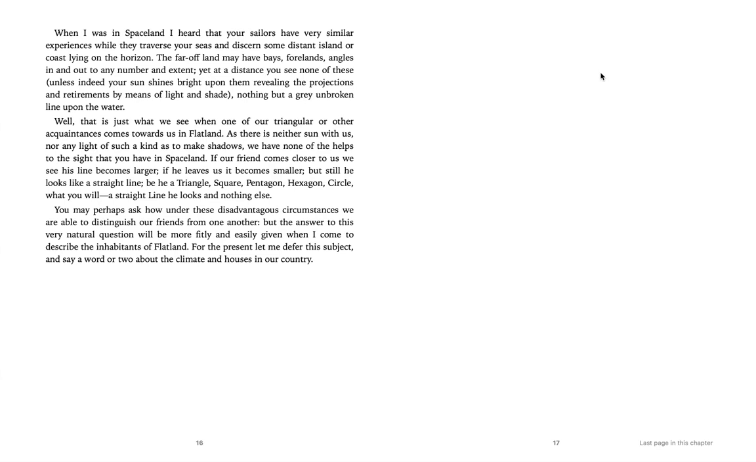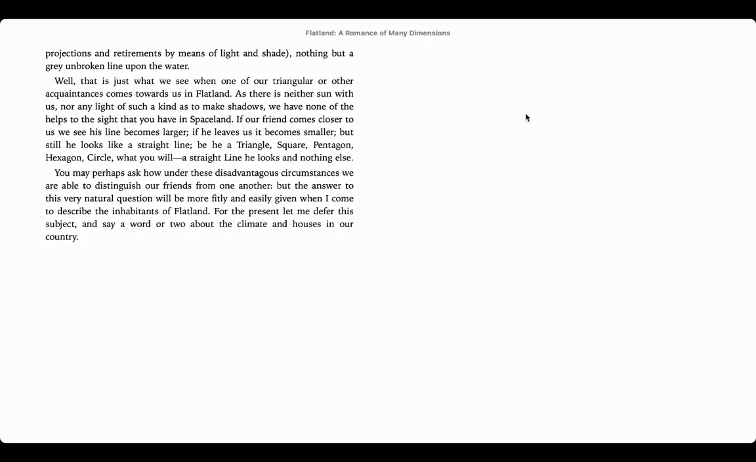As there is neither sun with us, nor any light of such a kind as to make shadows, we have none of the helps to the sight that you have in Spaceland. If our friend comes closer to us, we see his line becomes larger. If he leaves us, it becomes smaller. But still, he looks like a straight line, be he a triangle, square, pentagon, hexagon, circle, what you will. A straight line he looks, and nothing else. You may perhaps ask how, under these disadvantageous circumstances, we are able to distinguish our friends from one another. But the answer to this very natural question will be more fitly and easily given when I come to describe the inhabitants of Flatland. For the present, let me defer this subject and say a word or two about the climate and houses in our country.